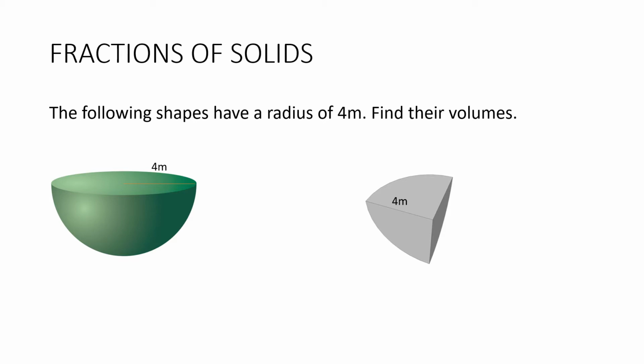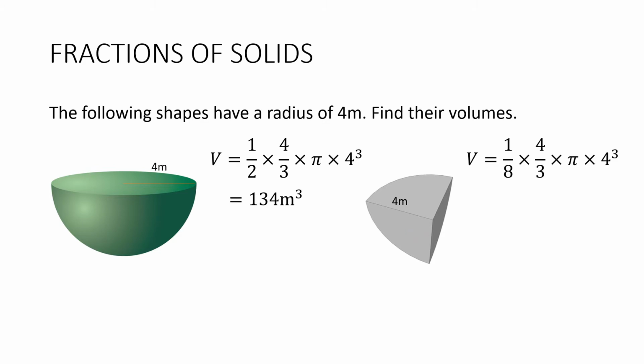The following shapes have a radius of 4 meters. Find their volumes. So you can see that they're both parts of spheres. So we want to use the formula 4/3 pi r cubed. This is a half a sphere or a hemisphere, and this one is an eighth of a sphere. So we're going to do a half times 4/3 times pi times 4 cubed, which is 134 meters cubed. And in this case here, we're going to do an eighth times 4/3 times pi times 4 cubed, which is 33.5 meters cubed.